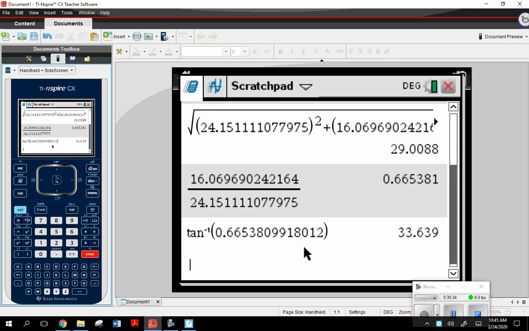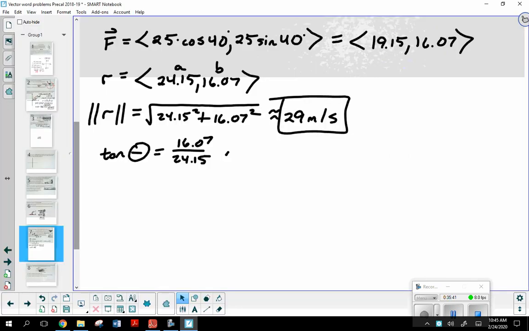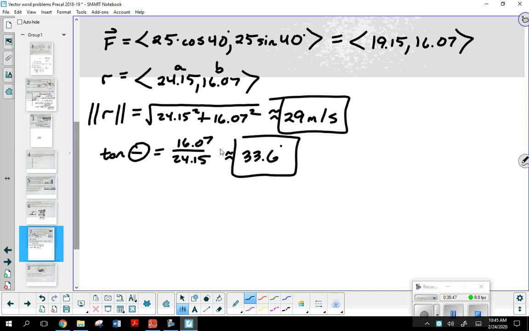Yes. So this is one of those cases where I don't have to do any extra calculations. It is 33 point, let's just say 6, 33.6 degrees with the horizontal. There we go. Okay. Questions?